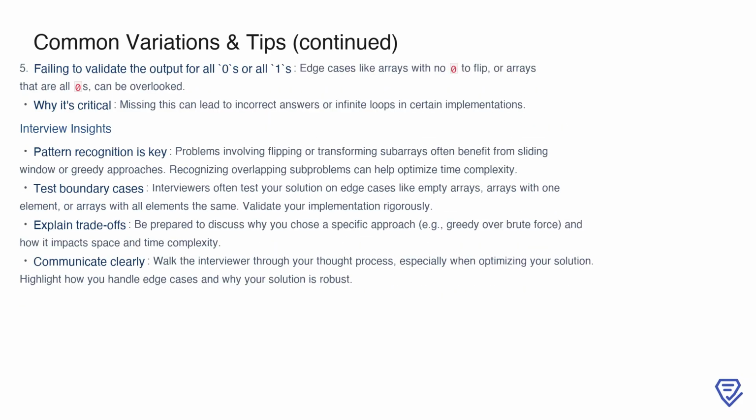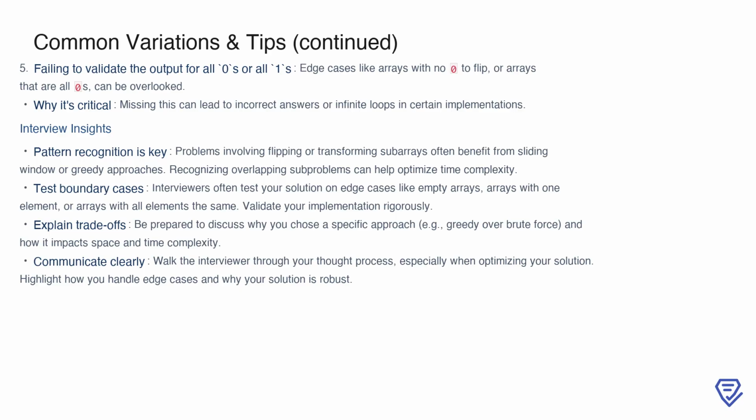Another common oversight is failing to validate edge cases where the array consists of all 0s or all 1s. For example, if there are no 0s to flip, or the array is entirely 0s, some implementations might produce incorrect results or even enter infinite loops. These edge cases are critical to handle to ensure the robustness of your solution.